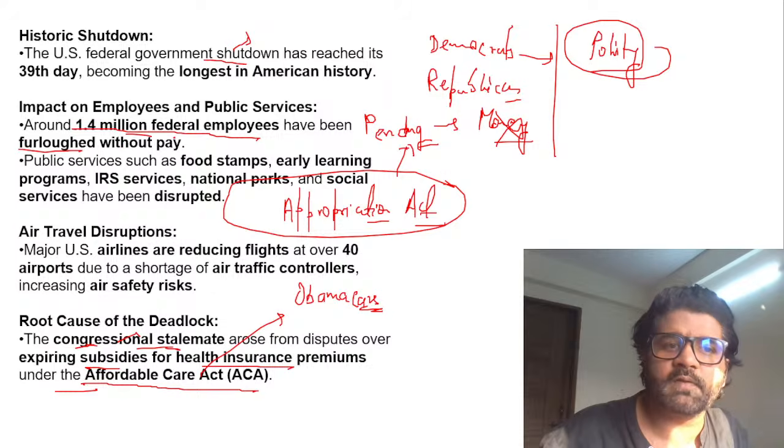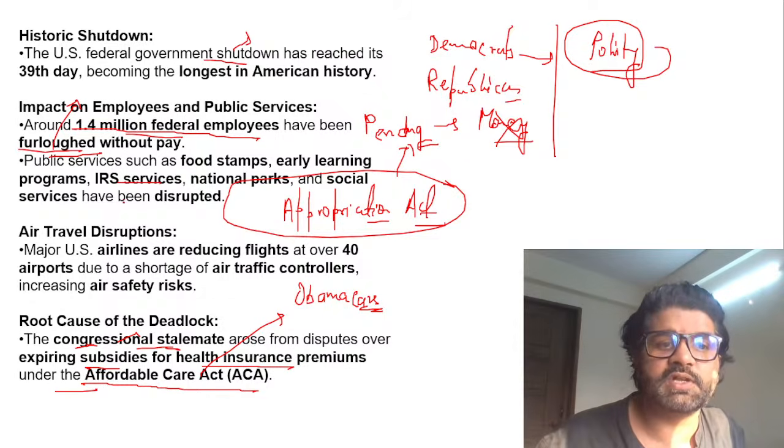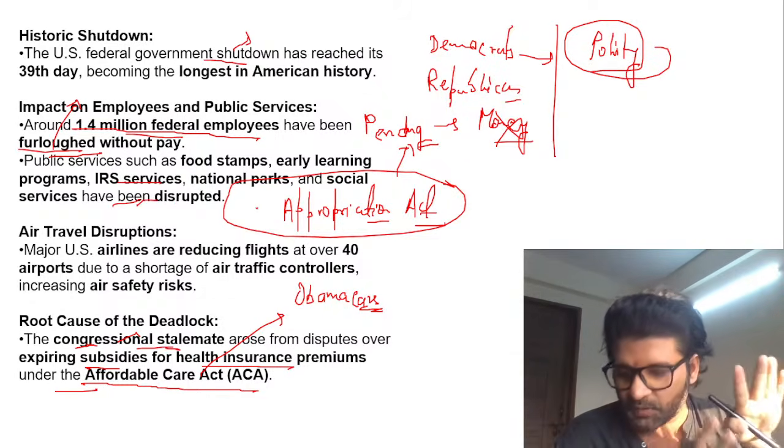So 1.4 million federal employees have been furloughed without pay. They're not getting their money right now. They're not getting their monthly salary right now. And so many services have been disrupted because of the deadlock.